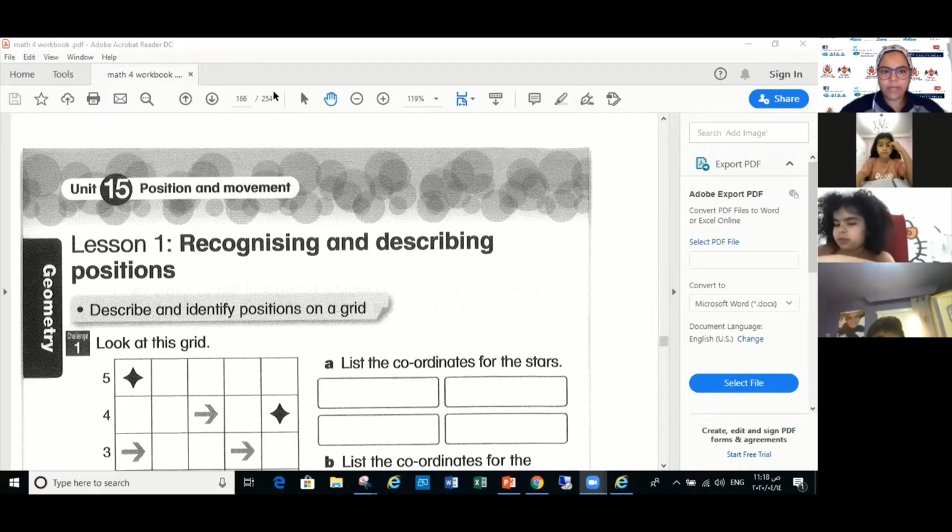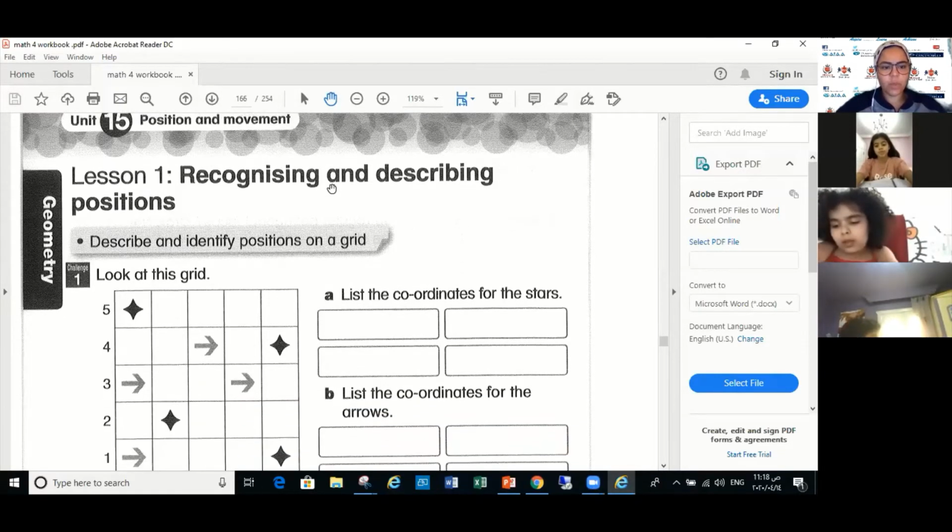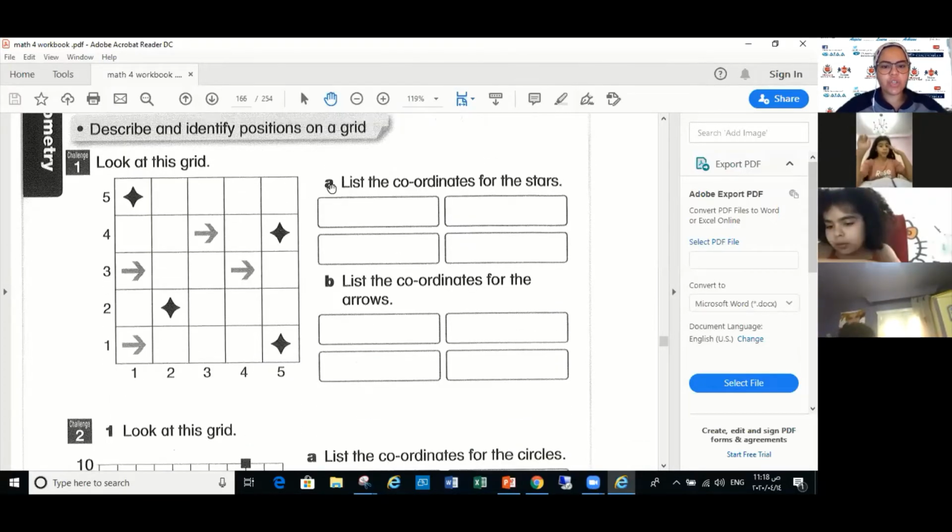Okay, quickly, I don't want to waste your time, but I want you to revise the homework with me quickly. Here we have question number 1. He wants you to look at this grid and write the coordinates for the stars. How many stars do we have here? We have 1, 2, 3, and 4 stars.